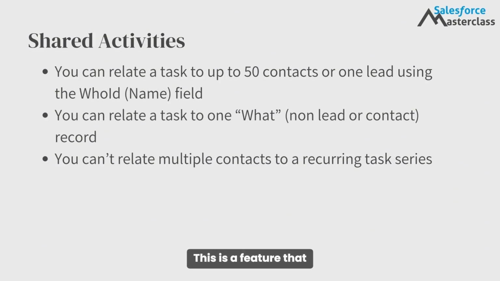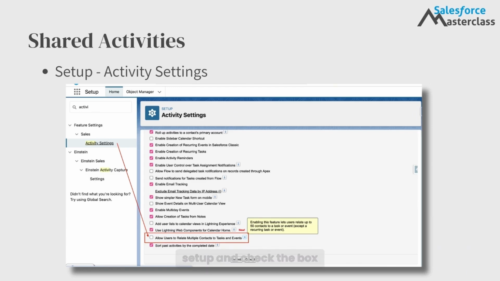This is a feature that, when enabled, allows you to relate a single task to up to 50 contacts. By the way, you can't relate multiple contacts to a recurring task series. We cover recurring tasks in depth in a separate lesson. To enable shared activities, search for activity settings in Setup and check the box beside Allow users to relate multiple contacts to tasks and events. Go ahead and do this step in your dev org as we'll practice inserting shared activities toward the end of the lesson.